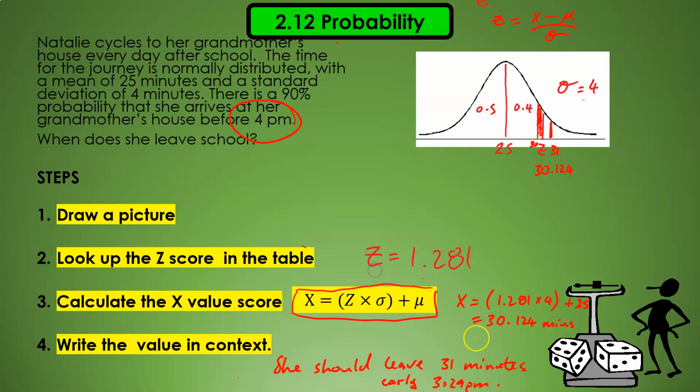The other thing that's important with these questions is, even though I rounded it, sometimes you need to be more precise with seconds. So 0.124 times 60 seconds is actually 7.44 seconds. So 30 minutes and 7.44 seconds. So it's always good to convert that as well.